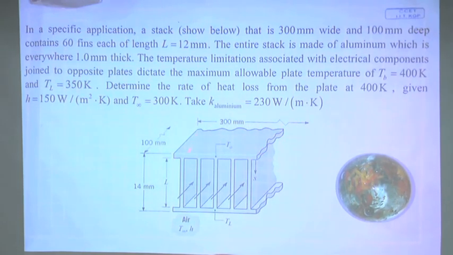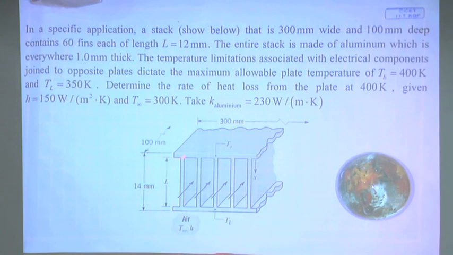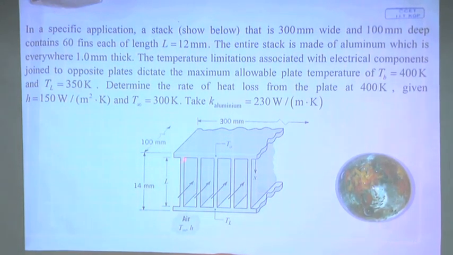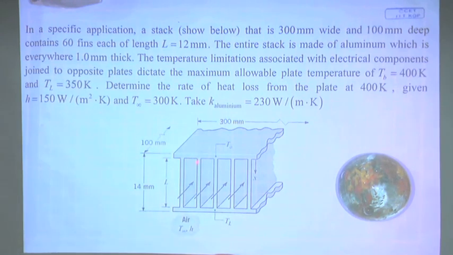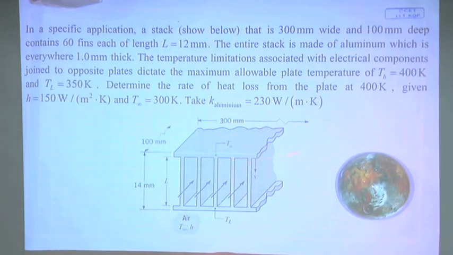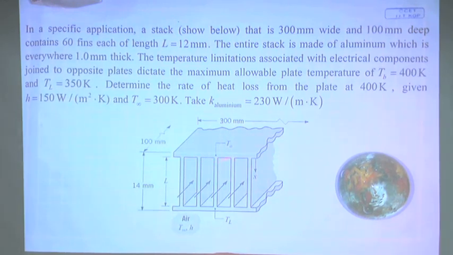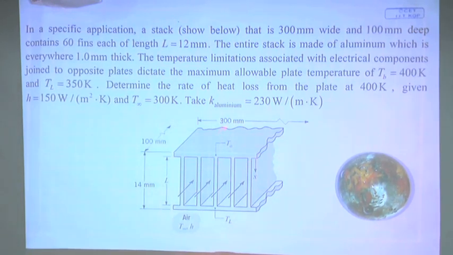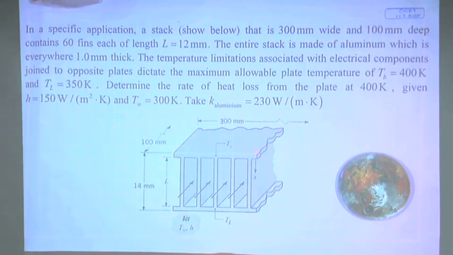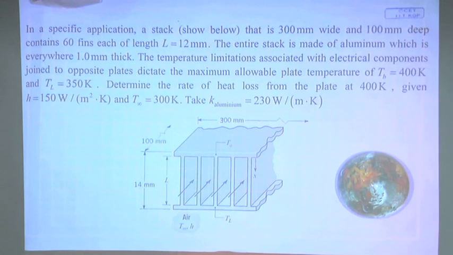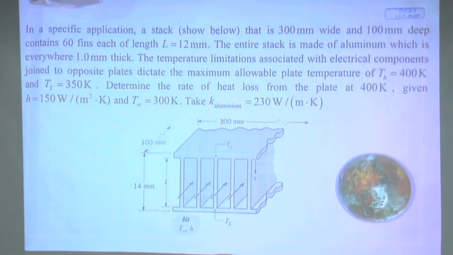Now, heat transfer from the plate is due to the heat transfer from the fins, plus the heat transfer from the area of the base where the fins are attached, plus the heat transfer from the unfinned portion of the base, plus the heat transfer from the top surface of the plate. Okay, that you have to recognize to solve this problem.